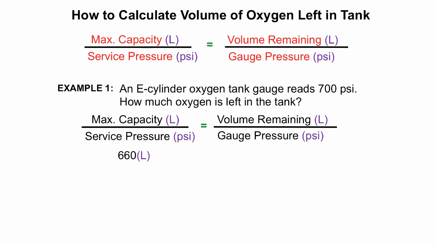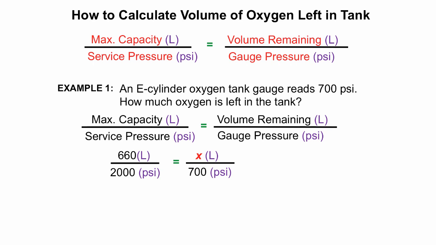Well, the first known variable that you will have had to memorize is that an E-cylinder has 660 liters, divided by the surface pressure, which is 2,000 psi. That's how much pressure there is when the E-cylinder is completely filled with 660 liters. Okay, the volume remaining is our unknown variable, so I have X here in liters, divided by the gauge pressure, which we're given in the example, and that's 700.